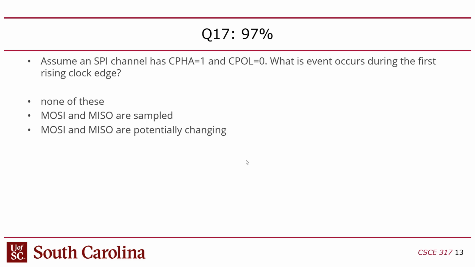Assume the SPI channel has CPHA 1 and CPOL 0. What event occurs during the first rising clock edge? So rising clock edge. So the first clock edge is falling, right, because CPHA is 1. And, I'm sorry, no, CPOL is 0. So the first edge is rising because you start out with 0 in the clock, right, because of CPOL. And then because CPHA is 1, what that means is you're going to wait till the second edge to do something, right?